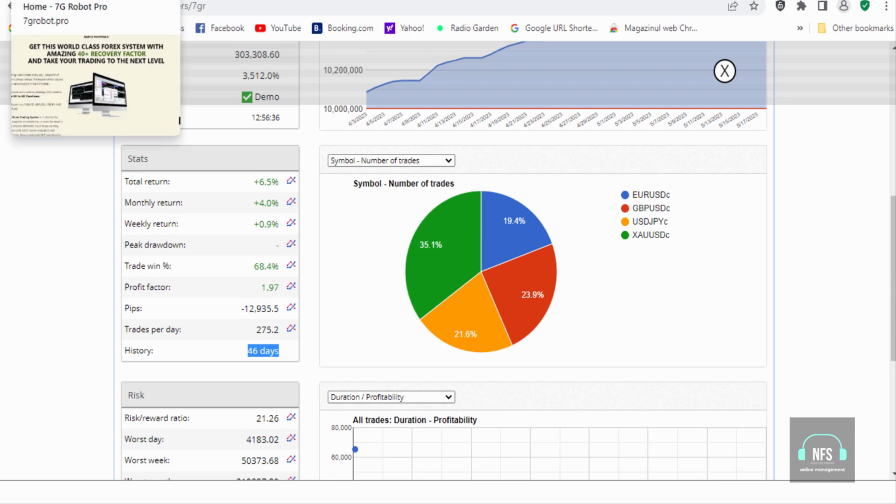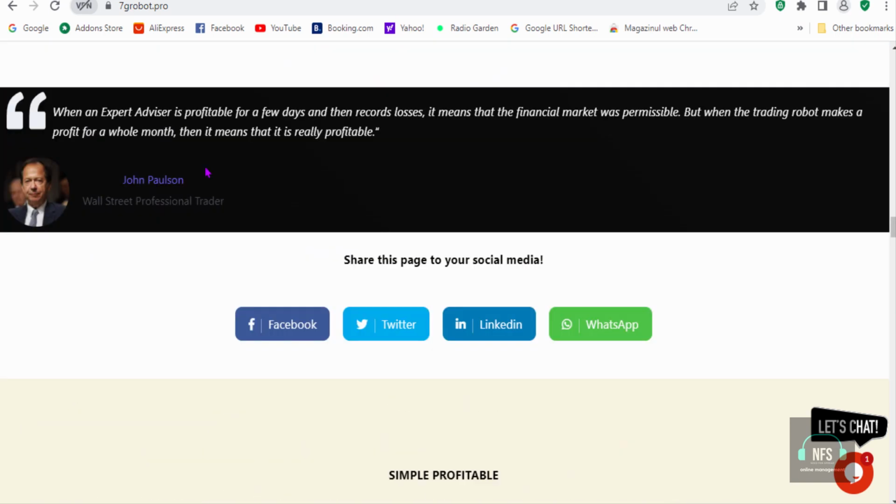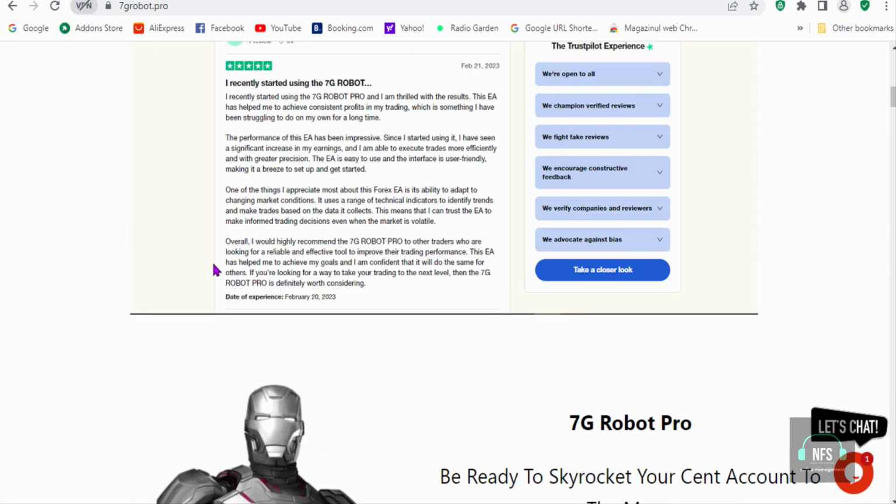If you want to try 7G Robot Pro, go to their original website, because there are many scams out there which pretend to sell this robot on different websites, I saw it on eBay. Maybe you will get the robot, but the idea is that you'll never get updates for the robot if you buy it from somewhere else, not from the original 7G Robot Pro website, as you can see here.